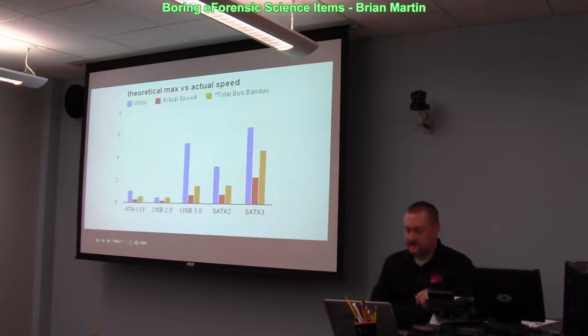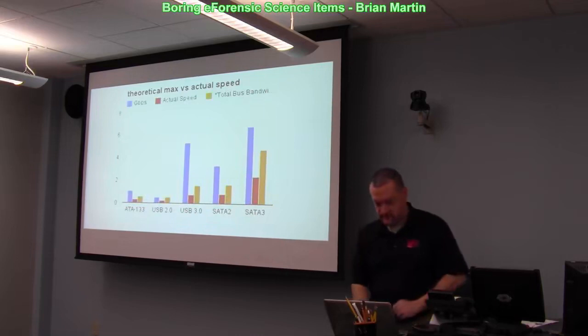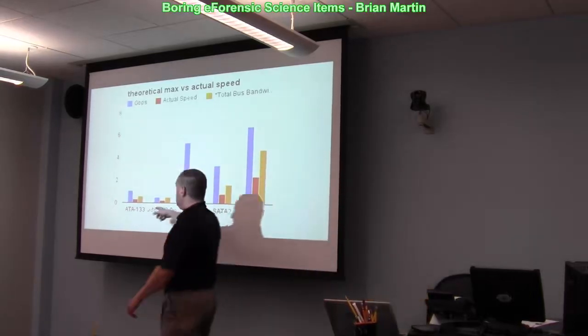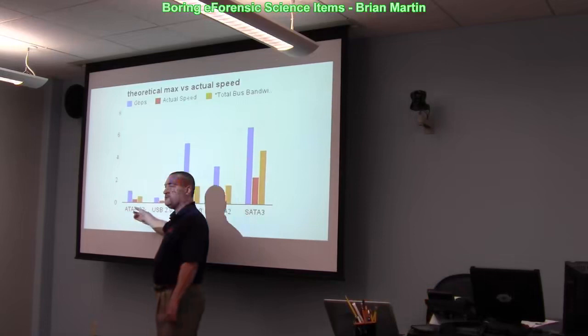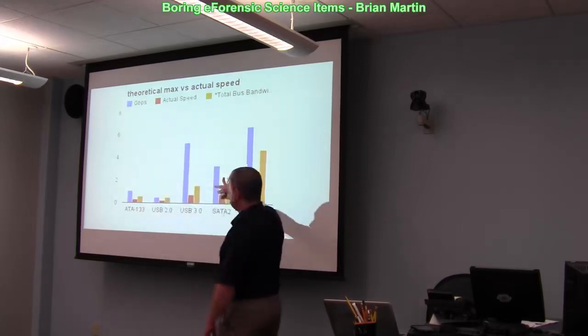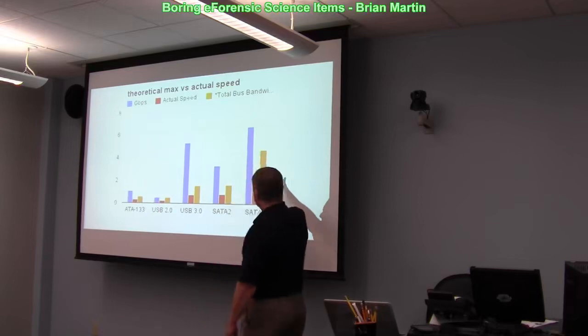So this is what you get in real life. ATA 133, also known as IDE, the old 40-pin connectors. The blue is what we're supposed to get, the red is what we actually see, and the yellow is the total bus bandwidth that we think is available, which is, if you're paying attention, twice what the red is.